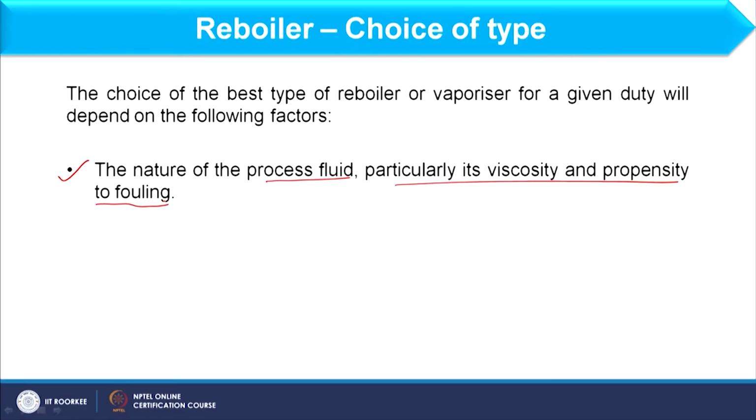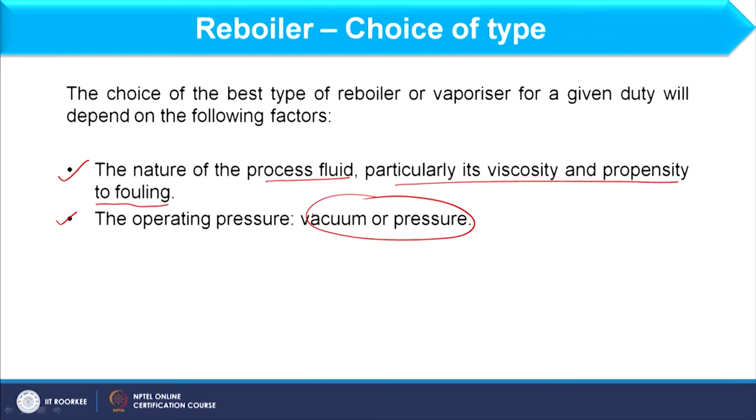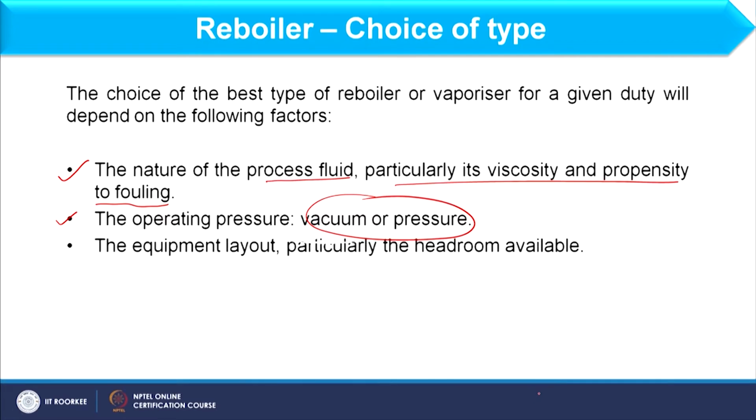If fouling tendency is more, or if viscosity of the liquid is more, we have to choose a special kind of reboiler. Okay. So, this is one criterion to choose the reboiler. Second, the operating pressure, whether it is at vacuum or a pressure. And lastly, we have equipment layout, particularly the headroom available. So, these are some of the factors on which the choice of reboiler depends, and now we will see what are the different types of reboilers available.